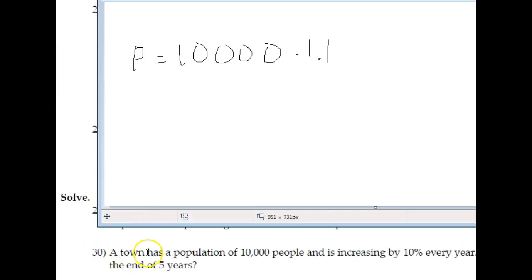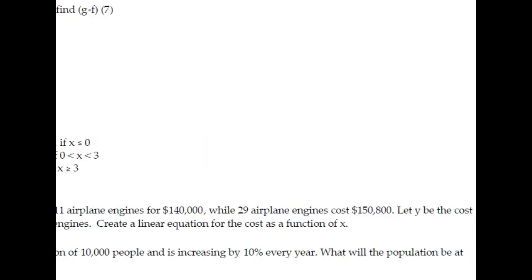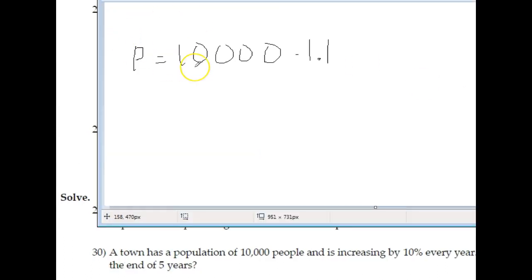For number 30, a town has a population of 10,000 and it's increasing by 10% every year. And then the question is, what will the population be at the end of 5 years? So here's the equation of how you get the increase for 1 year at 10%. You have your original population of 10,000 and it goes up by 10%. So you're multiplying it by 1.10 to show that 10% increase.